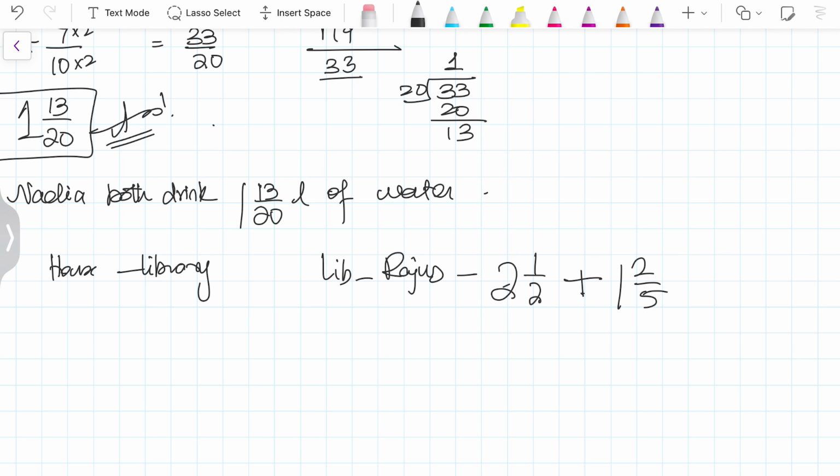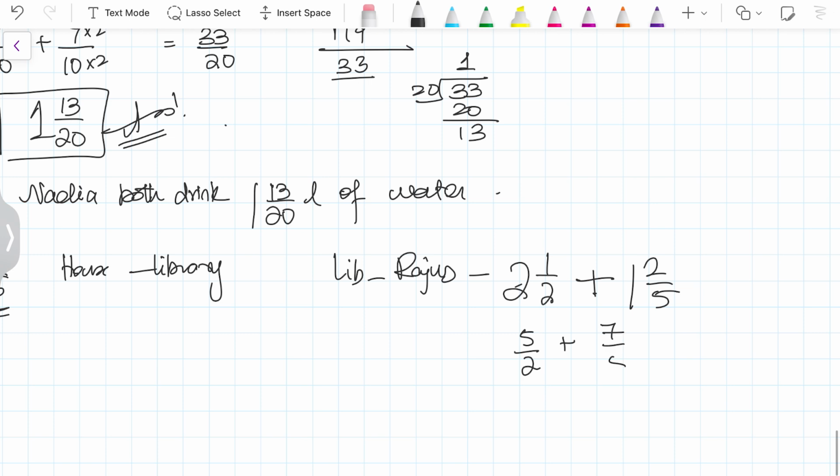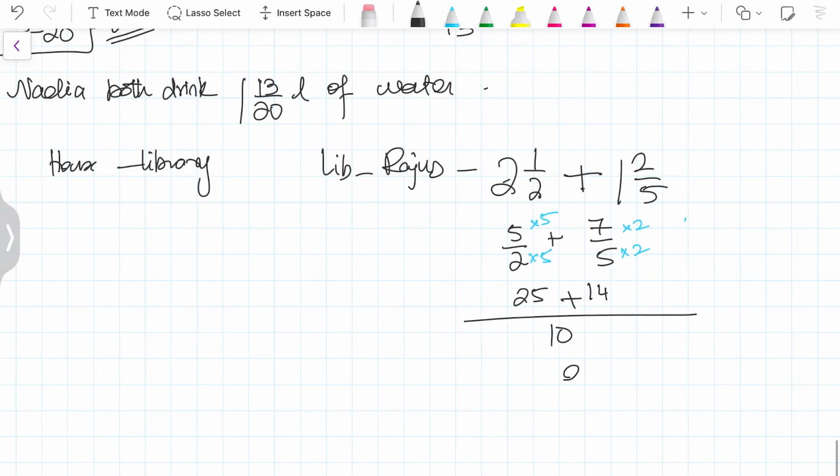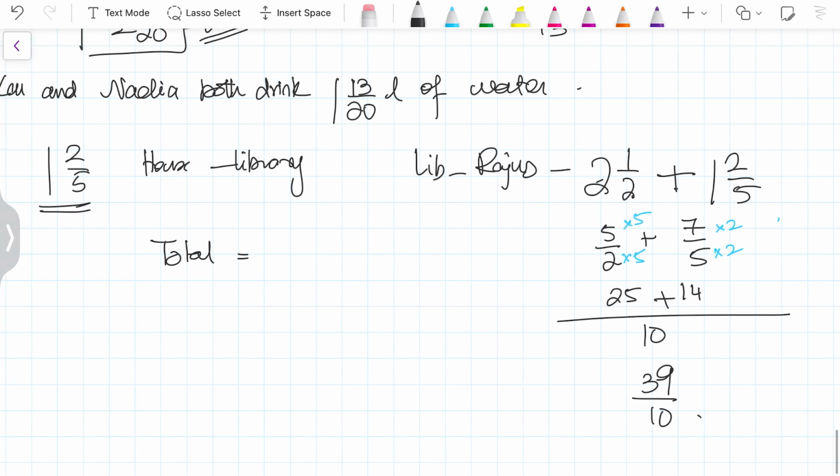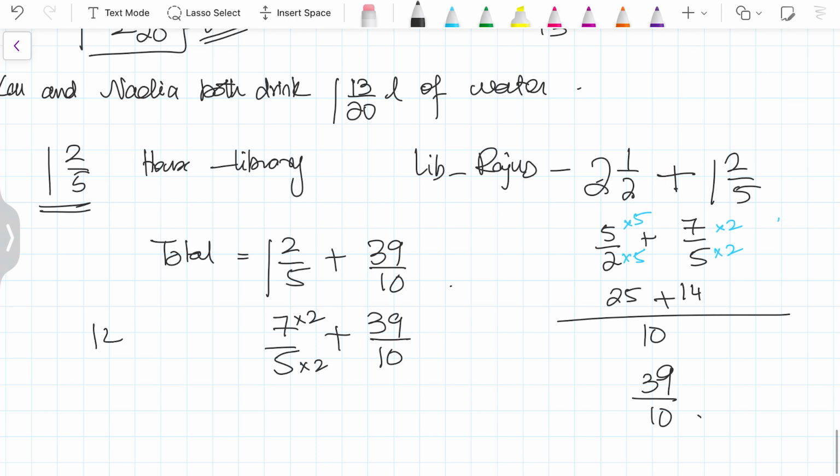First, find out the distance between the library and Raju's house. 5 times 1, 5, plus 2, 7 upon 5. The LCM is going to be 10. So it becomes 25 plus 14, which gives you 39 upon 10. So the total distance is going to be 1 whole 2 upon 5 plus 39 upon 10, which is 7 upon 5 plus 39 upon 10. Making the denominator the same, it's 53 upon 10.